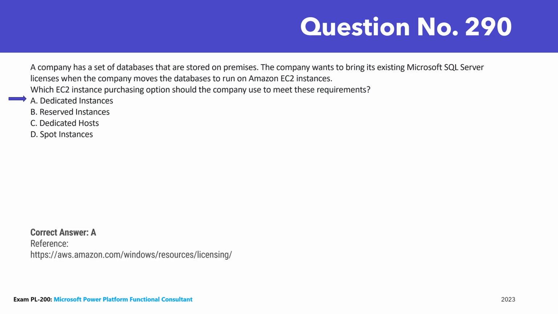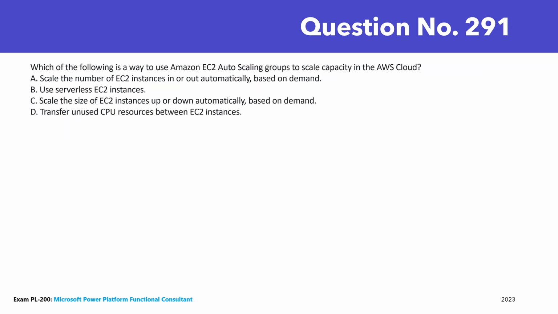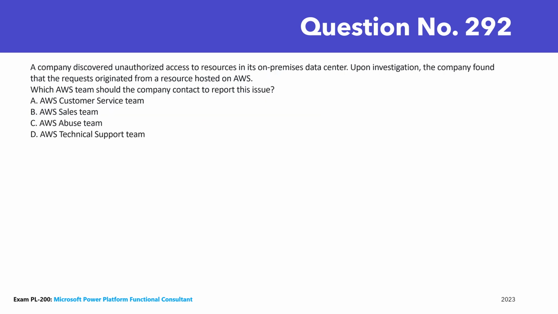Which of the following is a way to use Amazon EC2 Auto Scaling groups to scale capacity in the AWS Cloud? A. Scale the number of EC2 instances in or out automatically, based on demand. B. Use serverless EC2 instances. C. Scale the size of EC2 instances up or down automatically, based on demand. D. Transfer unused CPU resources between EC2 instances. Correct answer, A.